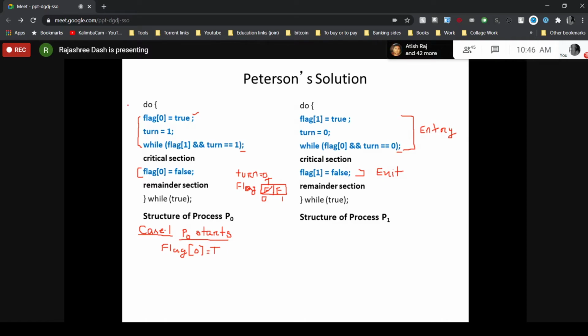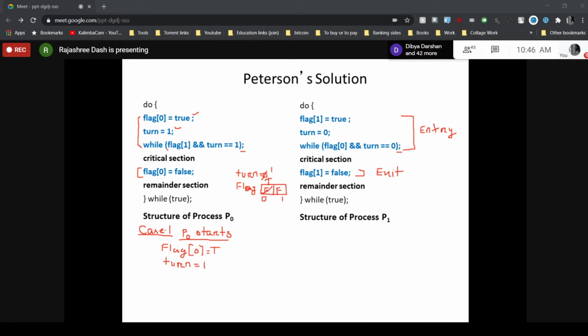It has also executed the second statement. Till now, P1 has not started. It has made turn equal to 1. It has executed the next statement, that is turn equal to 1. And after that it starts executing the third statement, that means the while statement.